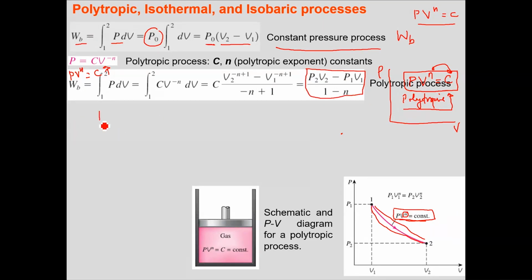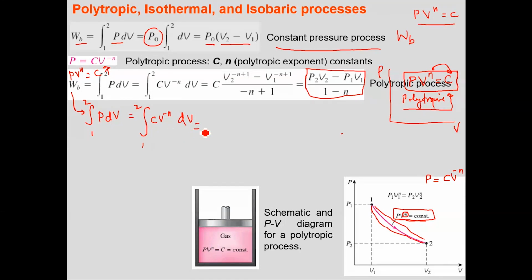Let's say you have PdV as the work. Integral of PdV from 1 to 2 is the boundary work. Now for a polytropic process, we say pressure is equal to CV to the power minus n. So we can plug in from 1 to 2, instead of pressure, CV to the power minus n dV, which is the total boundary work done.